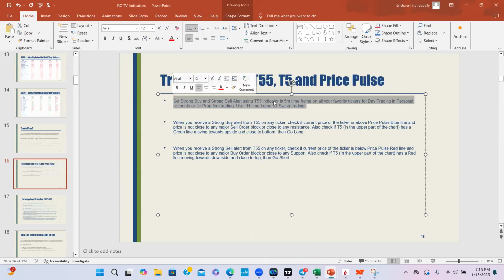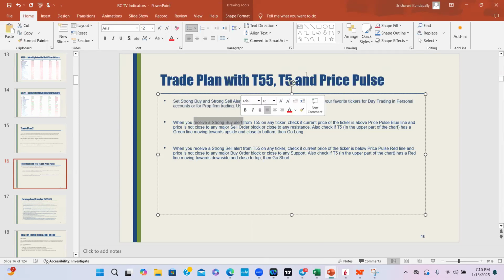T55 is our custom indicator, which looks at T5, which looks at price pulse. If T5 is bullish, price pulse is bullish, the T55 will send a strong buy alert. If T5 is bearish, price pulse is bearish, our T55 will send a strong sell alert. So it is very, very powerful.